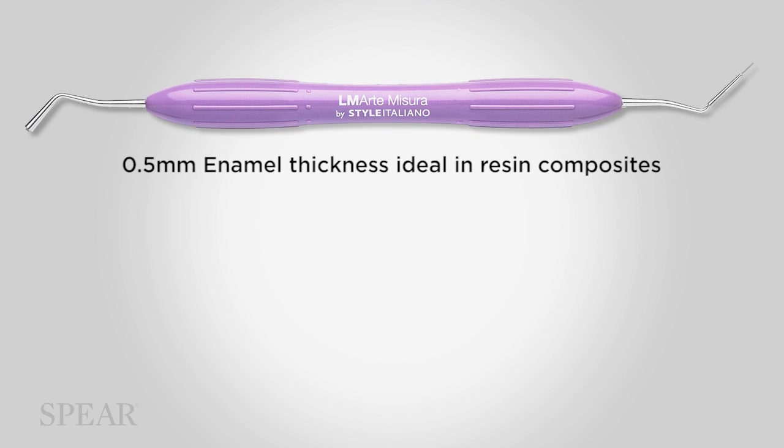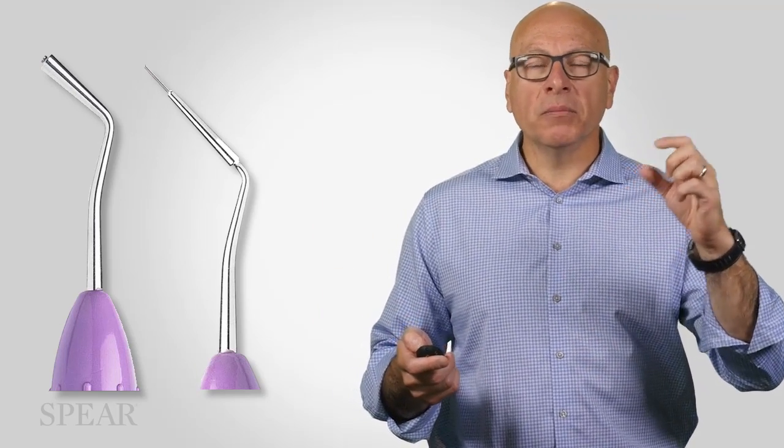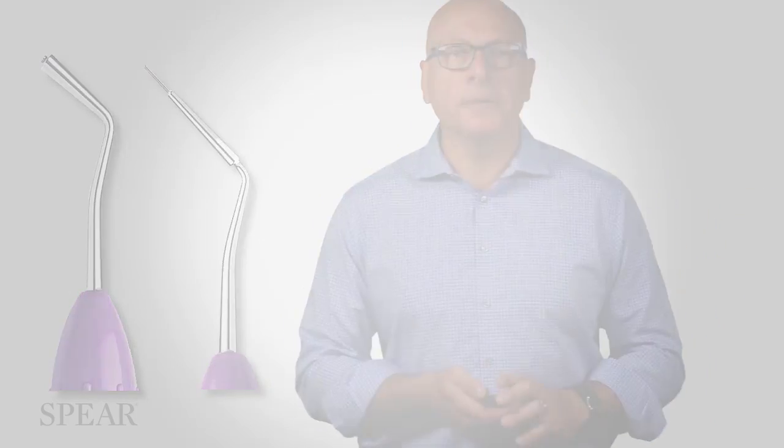There is a group called Stile Italiano that developed an instrument. This instrument is called the Misura instrument. These instruments allow you to precisely measure and have a final layer of 0.5 millimeters. And when you see the hands-on component, I'll demonstrate this instrument to consistently get the same thickness of enamel. There are two ends to the instrument. One has the longer 0.5 millimeter marker and the other one is smaller, but we'll see that later.